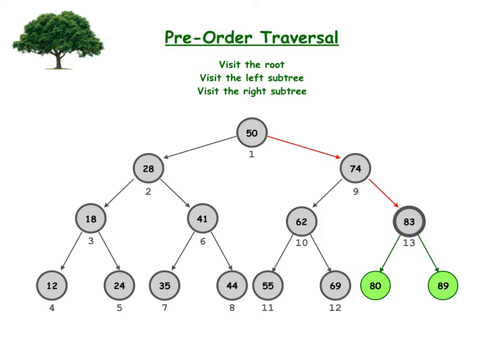We visit 83, then we go to its left subtree. 80 gets visited, has no children, come back up. Now we go to 83's right subtree. 89 gets visited, has no children, so we come right back up. 83 is now complete, so is 74, and so is 50, thus completing the pre-order traversal.